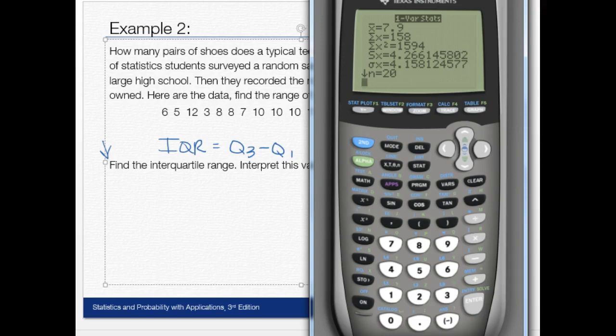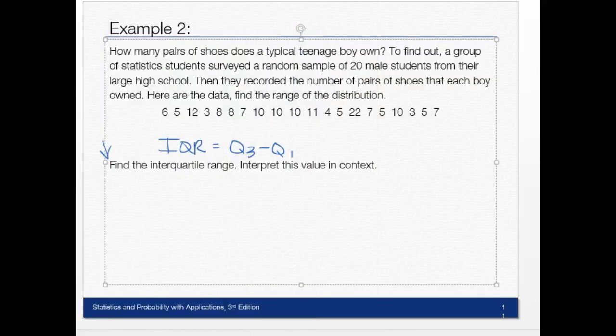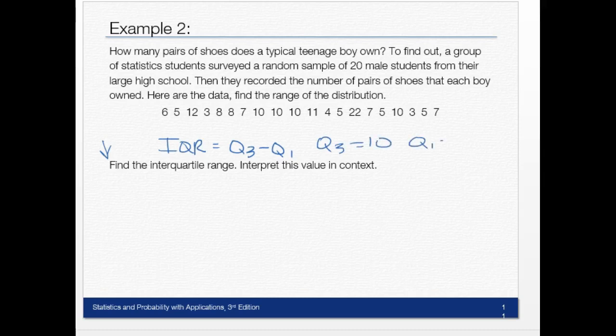And there's the screen we've seen before. X bar is our mean, S is our sample standard deviation, but see the arrow, scroll down and look at that. It gives you Q1 and it gives you Q3. Okay, Q3 is 10 and Q1 is 5. So my IQR is just 10 minus 5. I'm going to show my work and say Q3 is 10, Q1 is 5. So my IQR is 10 minus 5, or 5. Now, it says find the interquartile range. We did that. Now it says interpret.